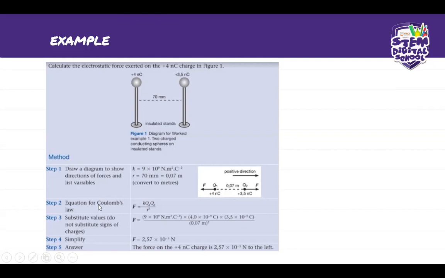So the first part is we draw the direction of forces. Remember, both are positive. This one is a positive charge, and this is a positive charge. So what does that mean? These are like charges, so they will be going in opposite directions, pushing apart. So this one will be going this way, and this one will be going the opposite way.